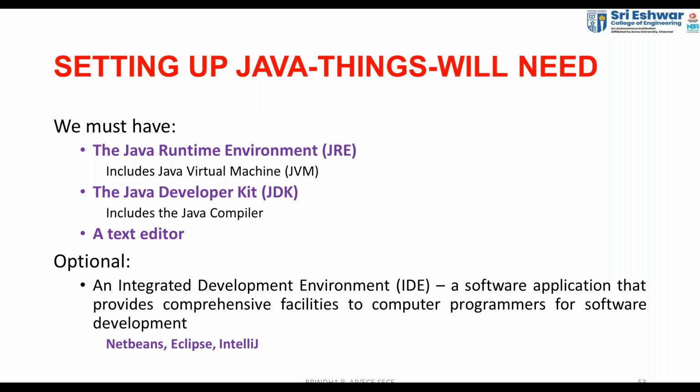So once we have the Java Runtime Environment, automatically the Java Virtual Machine will be there, and the Java Development Kit, and then your text editor. First I need to write a program. To write a program I need an editor. After that I need to compile it. So for compiling I need an environment to compile my Java program. So these are the things we need to have.